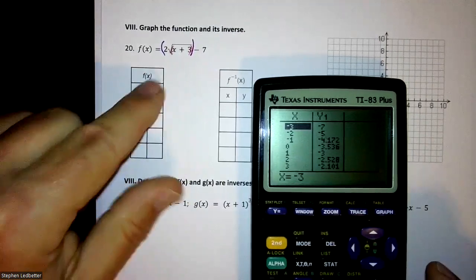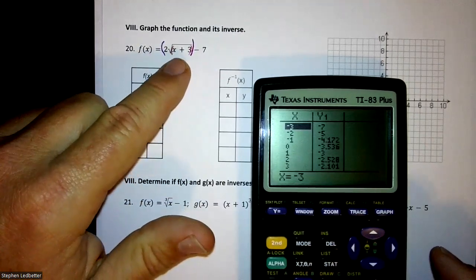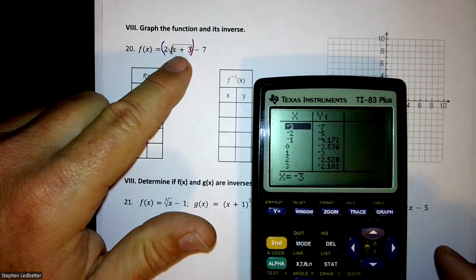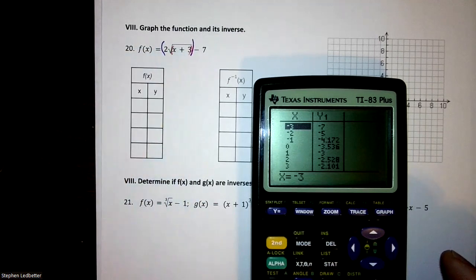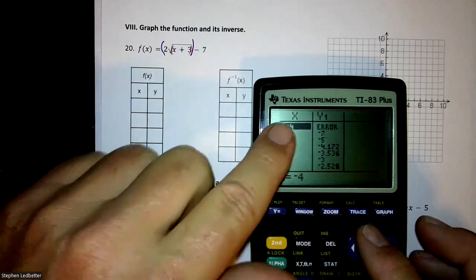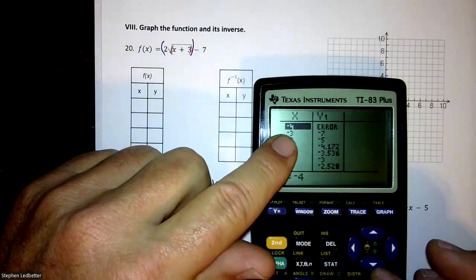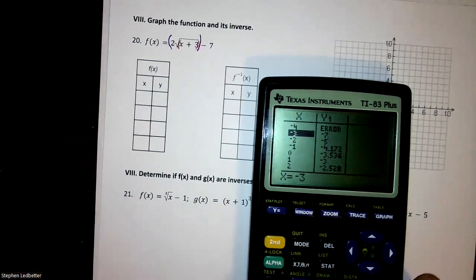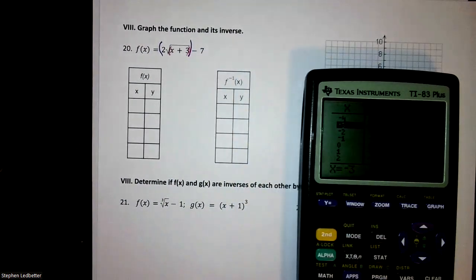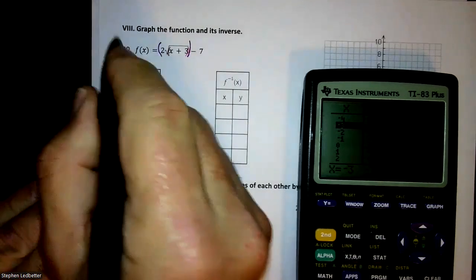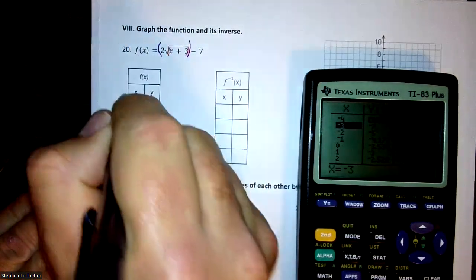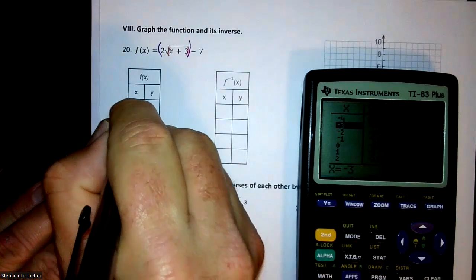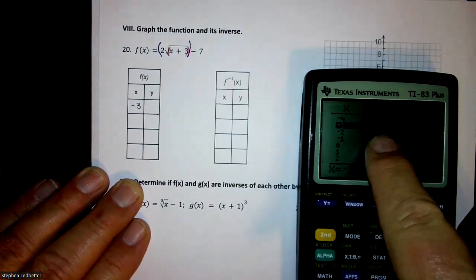So anyway, negative 3 is a whole number. All right. So we are going to look at this. Let's see if I can go any higher. See, look, negative 4 is an error. Negative 3 is negative 7. All right. So I'm going to start with negative 3. So I'm going to put negative 3 right here. Look, negative 3 is negative 7.